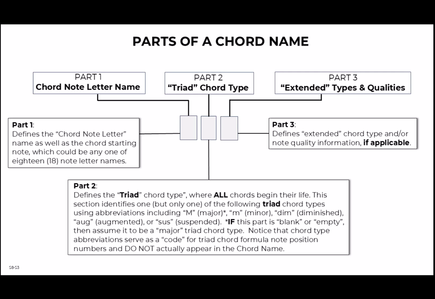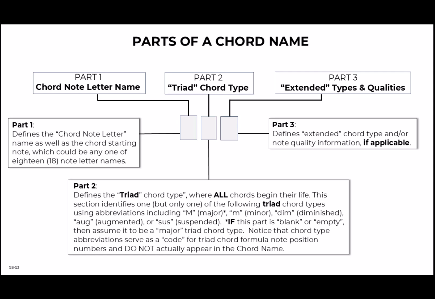Notice that these triad chord type abbreviations serve as a, quote, code for the chord formula note position numbers, and they obviously do not appear in the chord name itself. So as you decode or decipher the chord type abbreviation, then you can look up its chord formula in note position numbers and then convert them to their semitone count numbers.